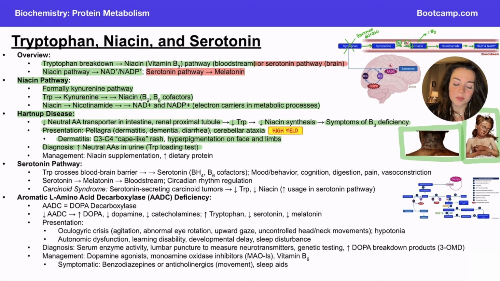Management of Hartnup disease is going to be pretty straightforward. You're going to supplement niacin, as you might expect, and then the other thing we're going to do is we are going to increase dietary protein just because we are wasting so many amino acids out because we're not reabsorbing them in the gut and the kidney.